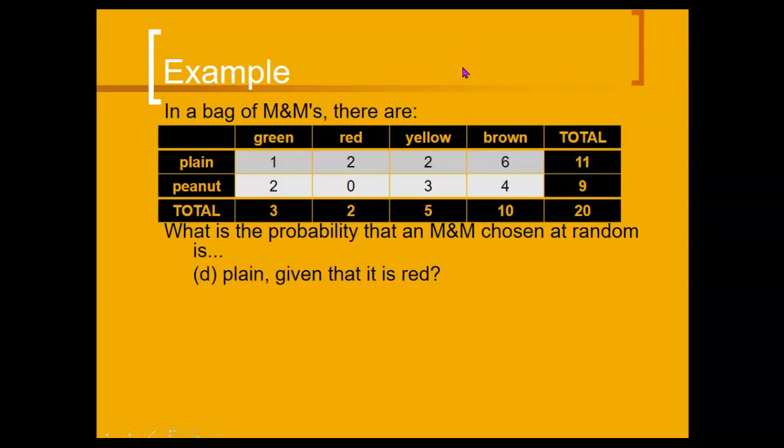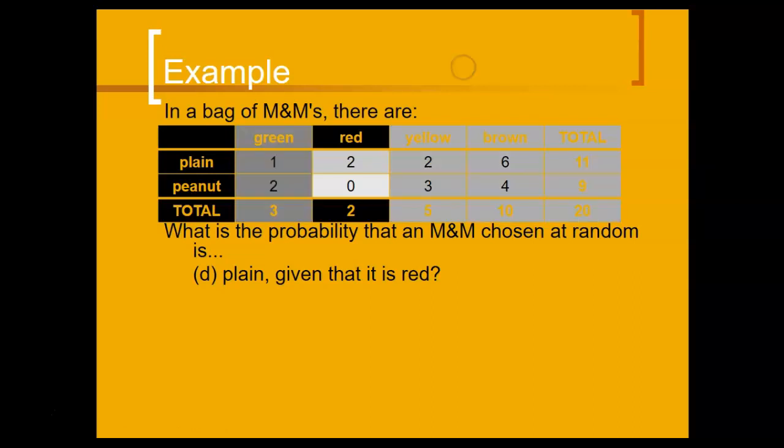What's the probability that it is plain given that it is red? Well, that would be 2 out of 2, or just 1. Given that it's red, if we know it's one of the red ones, it must be plain because that's the only kind of red M&Ms there are.